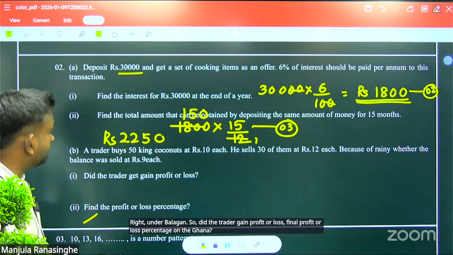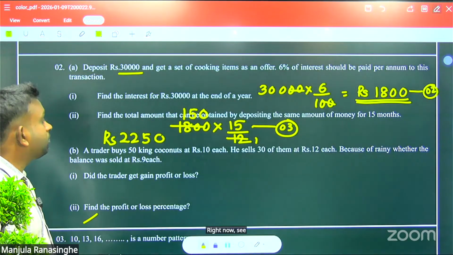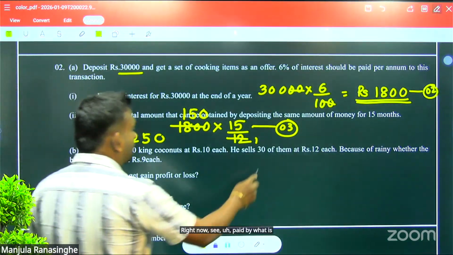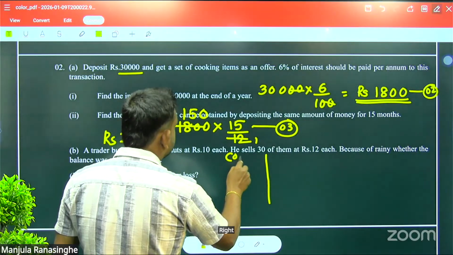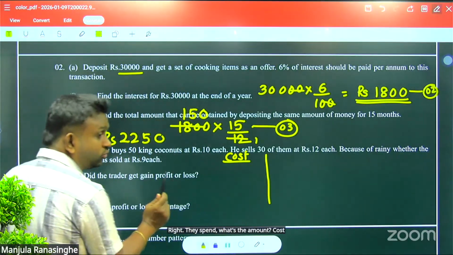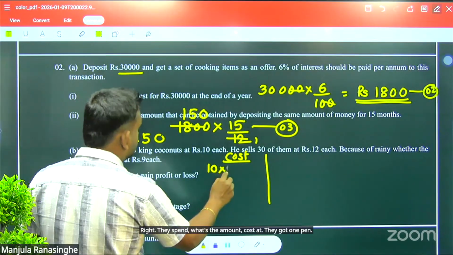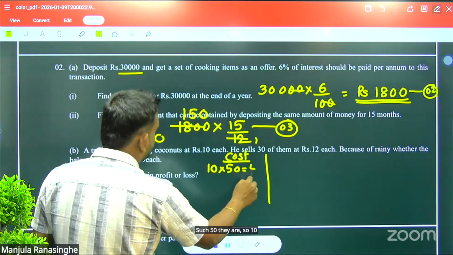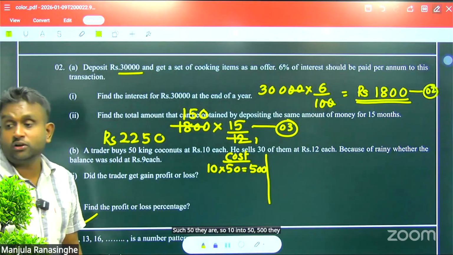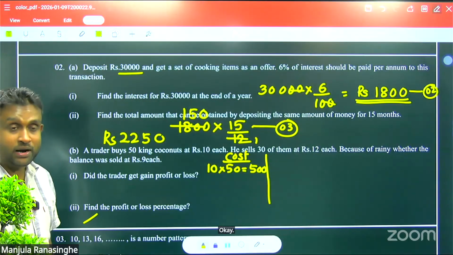Right, now see, the trader buys, what is the cost? What is the amount they spend? The cost is the money spent. They bought 50, so 10 into 50, 500 they spent on the king coconuts. Okay, that is the money spent, the cost.